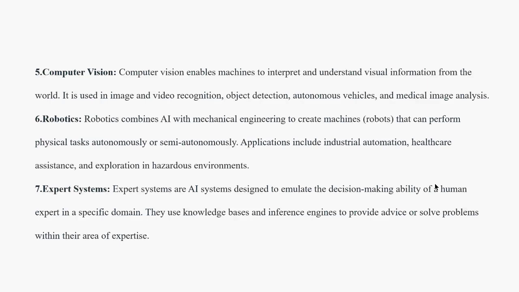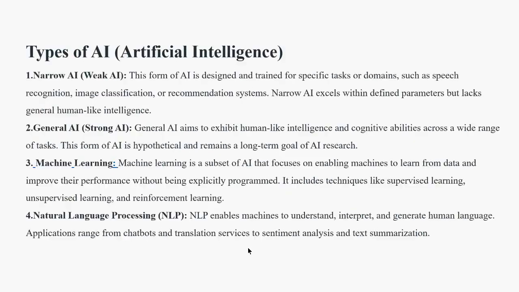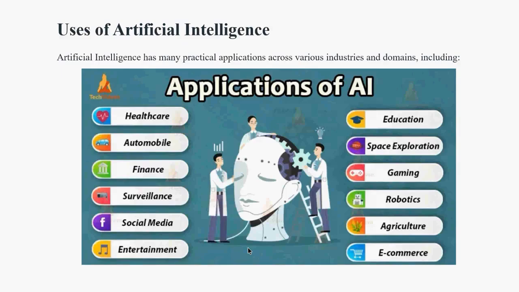Next is robotics. You all know robots working like humans. Many movies you have seen, right? Robotics combines AI and mechanical engineering to create machines that do physical tasks autonomously or semi-autonomously. Next is expert systems. Expert systems are AI systems designed to emulate the decision-making ability of a human expert in a specific domain. So these are the types of AI.